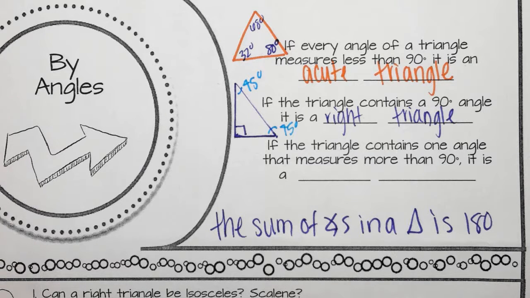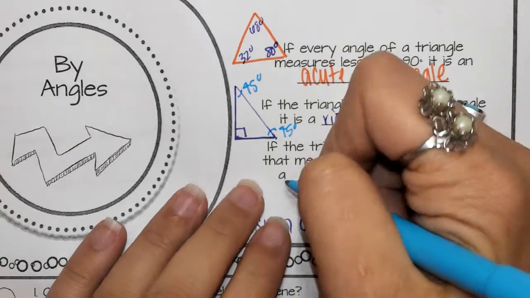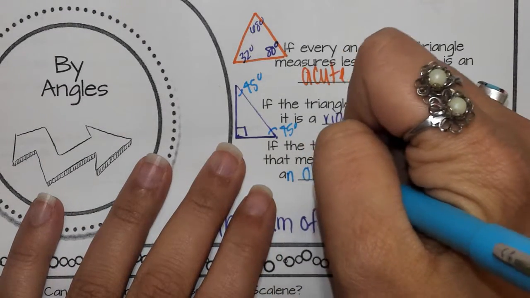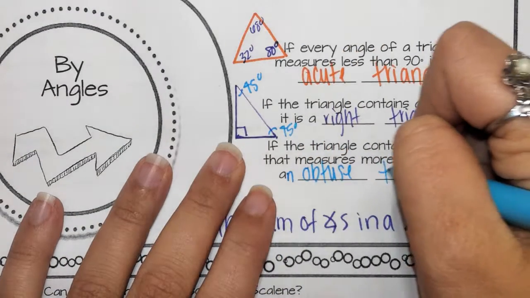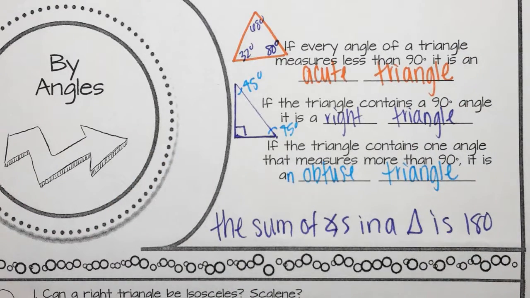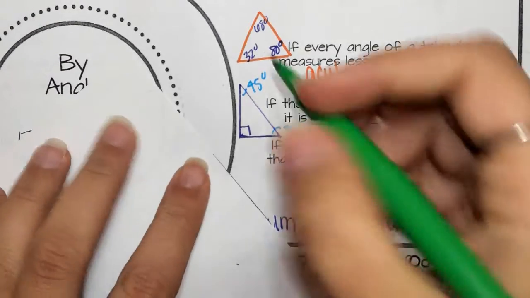All right, so if the triangle contains one angle that measures more than 90 degrees, it is an obtuse triangle. This should have an N on it. And we're going to draw an example of one of those. Now, it has to be more than 90. So it can look like this.